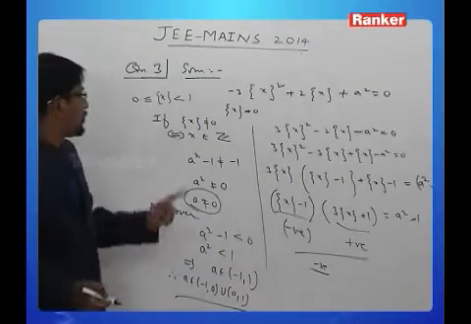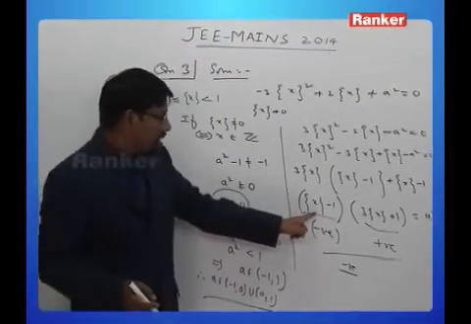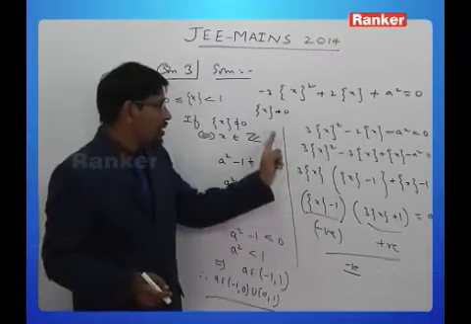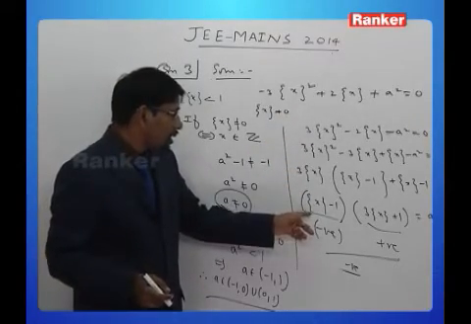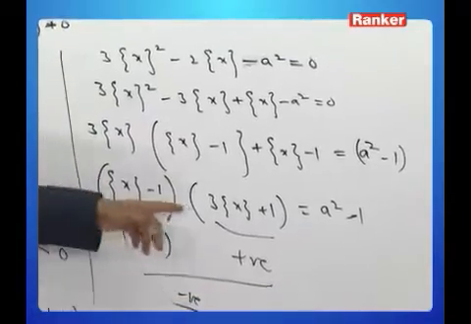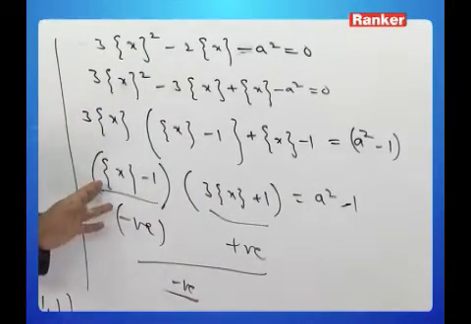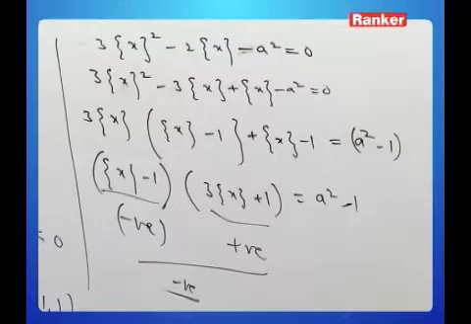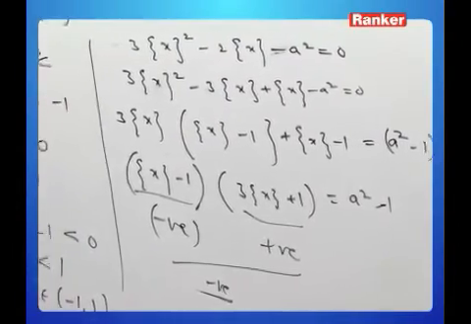Then come back to this. If the fraction part of x is 0, then x is an integer value. So if and only if, then that means 0 minus 1 and 3 into 0 plus 1, that will be minus 1. So the fraction part of x will be 0 provided a square minus 1 is equal to minus 1.